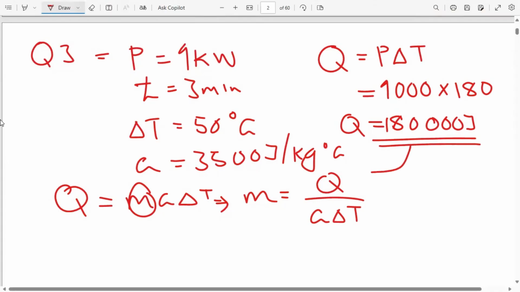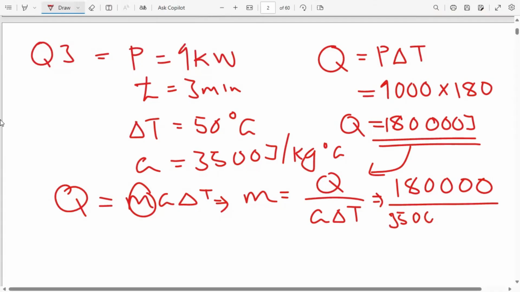So we're going to plug this into the formula, and we're getting 180,000 divided by C, which is the specific heat capacity of 3500, multiplied by the change in temperature, which is 50. And this is going to give us the value of mass, which will be equal to 1.02857 kilograms.